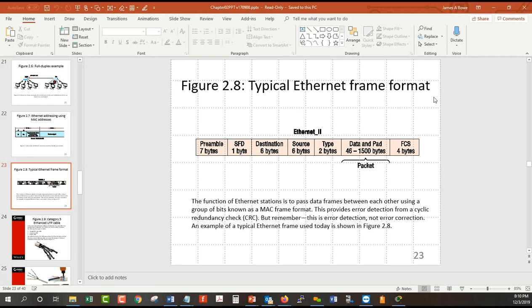Here is your typical Ethernet frame. One of the things you're looking for is the destination and source address, which is 6 bytes long.